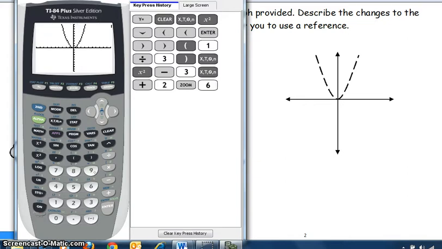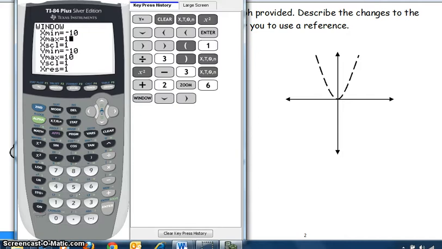So there's my parent function. There's my newer function, as a dark line, a thicker line. So I'm going to modify the window just a little bit and see more positive x's. So I'm going to change that x from a 10 to a 15 and see if that looks a little better. So that gives me a better idea of what's happening with my graph.